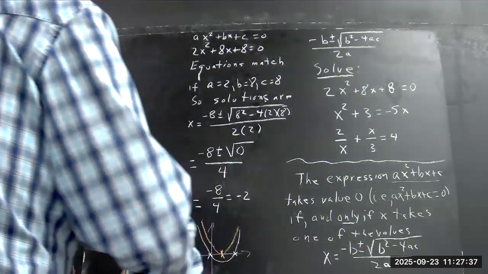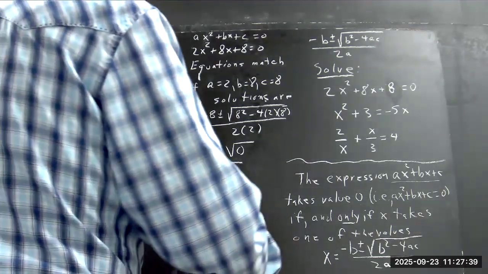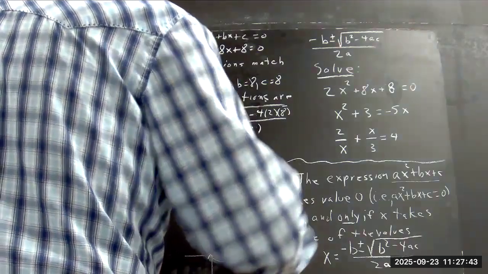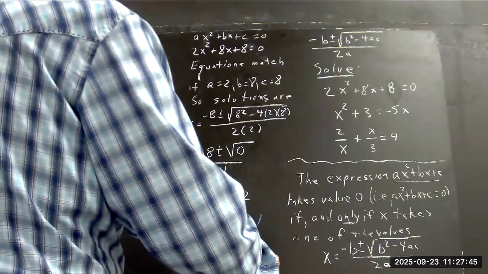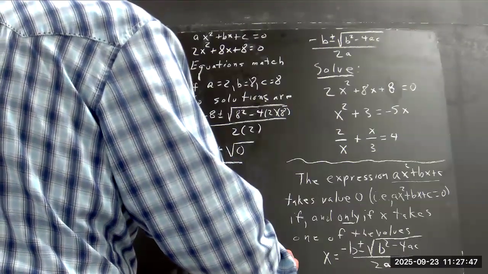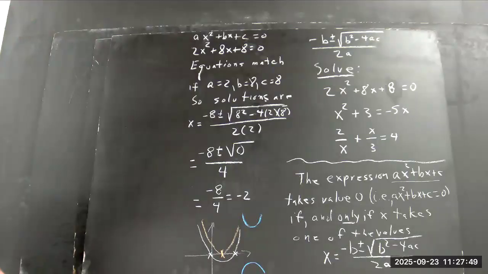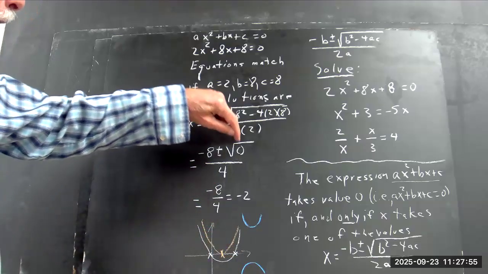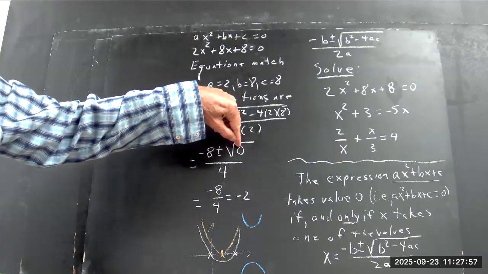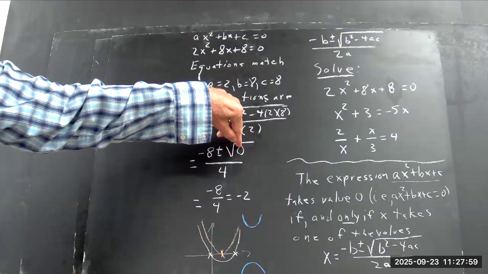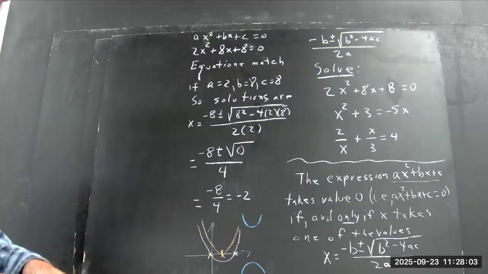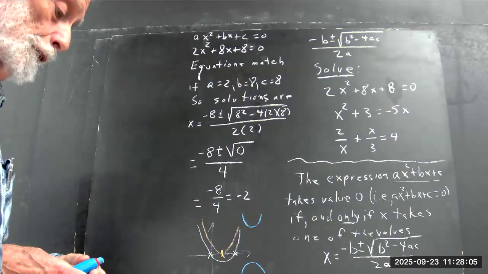And another possibility is the whole thing is above the x-axis or below the x-axis, okay? In which case, it doesn't cross the x-axis, in which case, you're going to have a negative under the radical, so you're not going to get a real number solution. So the quadratic formula tells you a lot about the graph of a quadratic function.